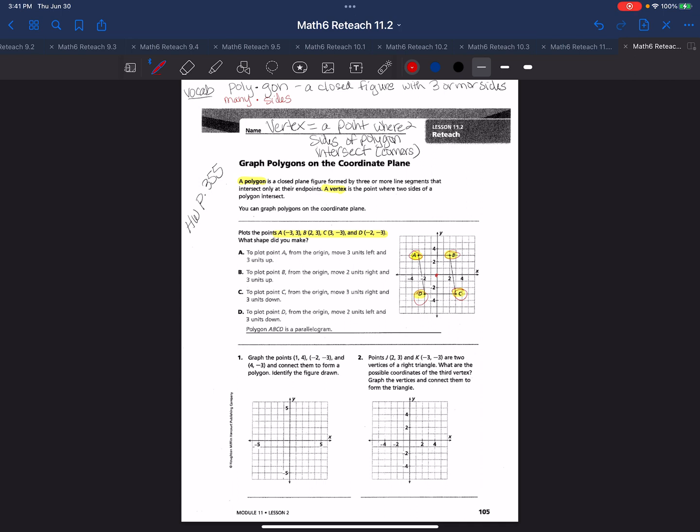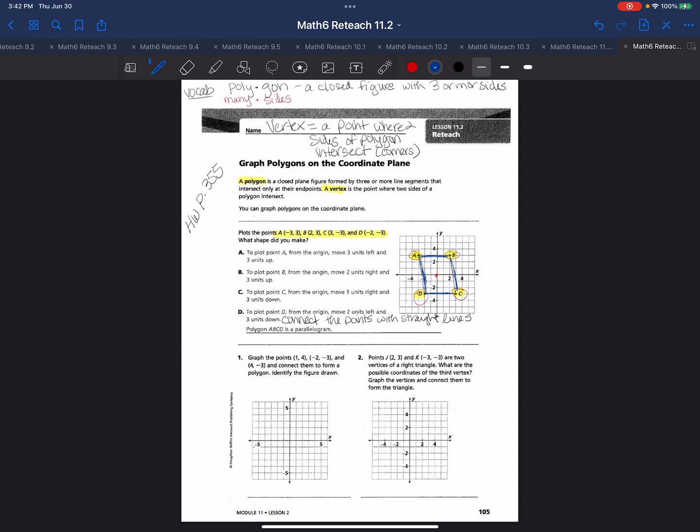Once I have plotted all my points, then I need to connect the points with straight lines. That will form my polygon. So polygon ABCD is a parallelogram. So you can see here we have a parallelogram. And we know this is a parallelogram because opposite sides are parallel. All right, let's do question 1 and 2.